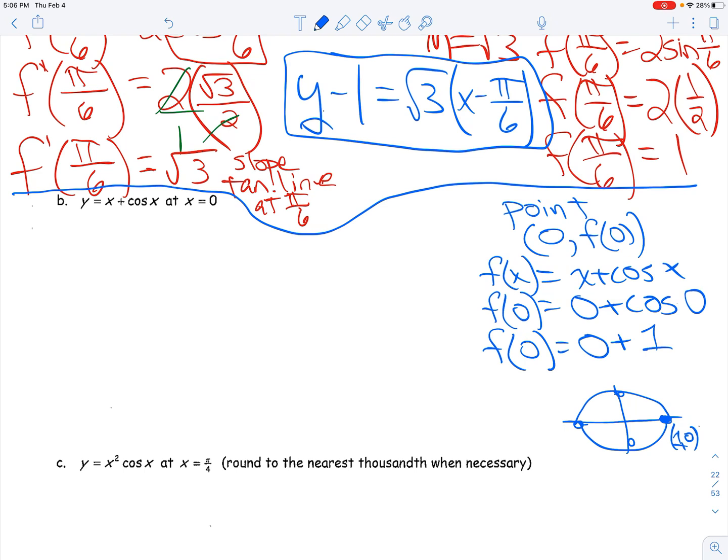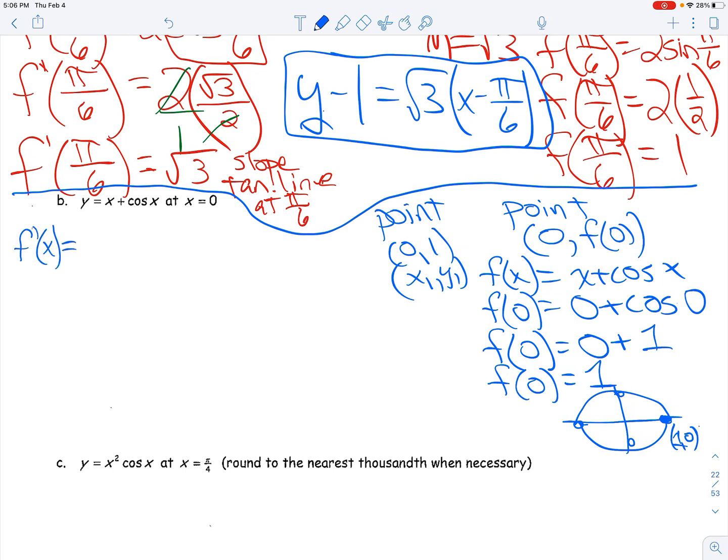That point is (1, 0). Cosine is your x, sine is your y at 0 radians. So the cosine of 0 is 1. So f of 0 here is equal to 1. That's your point. That's your x1, that's your y1.